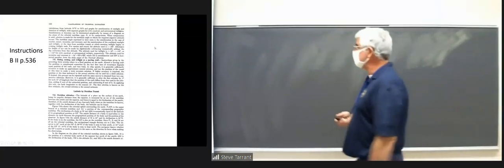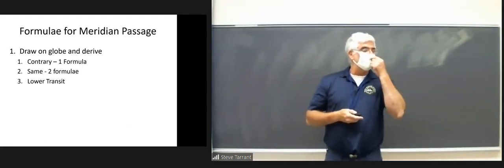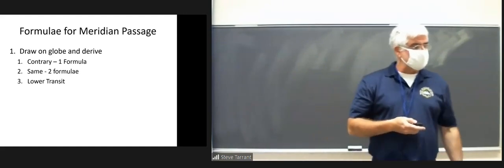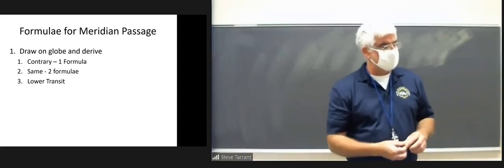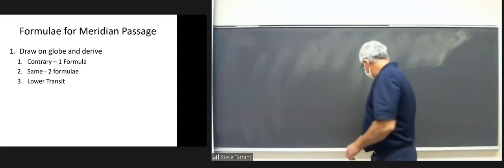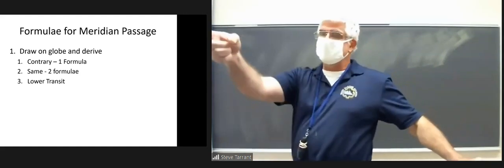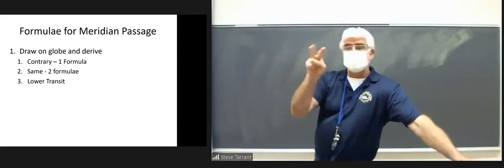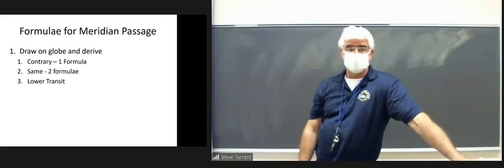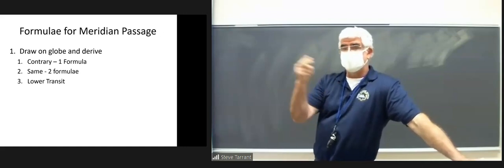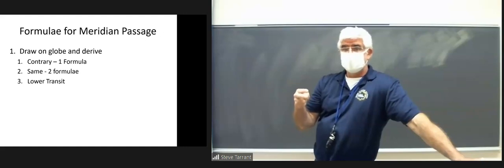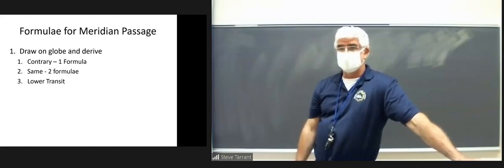So in Bowditch 2, there's a whole section on page 536. If you look up latitude by meridian transit in the index, it'll take you there. Tons of stuff to read, but there's several formulas. There's formulas for contrary, there's formulas for same, and there's formulas for lower transit. So there are three formulas that you're going to need to be able to use. Two of them are for when you and the body are on the same side of the equator, and there's only one when you're on opposite sides of the equator.